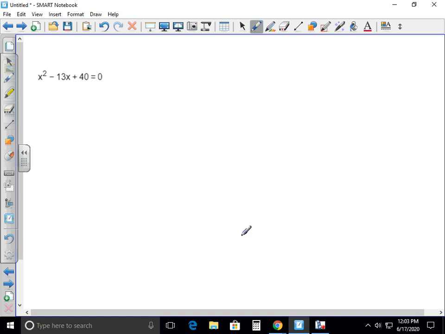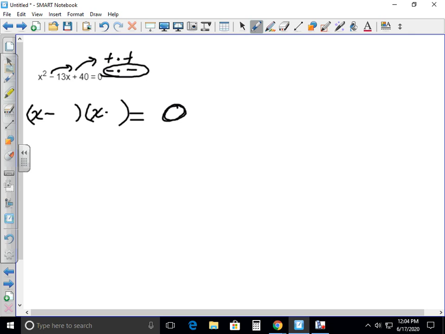Now in this one we have a 0 on one side, but we don't have a product on the other side. So we can write this as a product. We can factor the left side. Before we factor, we always want to make sure one side is 0. So we do have that. On the other side, we factor. x squared is x times x. And this tells us our signs have to match. And the middle one tells us we have to have two negatives. And then we're looking for what numbers multiply to make 40 and add to make 13.